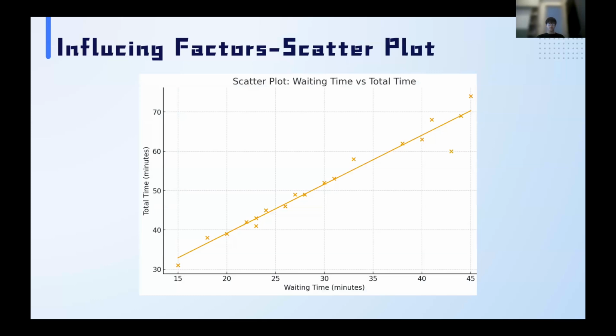Through scatter plot and regression analysis, we clearly identified the drivers of total visit time. The data shows a remarkably strong correlation between waiting time and total time, with a coefficient of 0.98. This means for every minute increase in waiting time, the total time increases almost in lockstep. This finding sends a clear message: the variation in total visit time is almost entirely driven by the waiting stage. Therefore, if we want to significantly reduce total patient time, we must prioritize optimizing the queue and doctor matching.